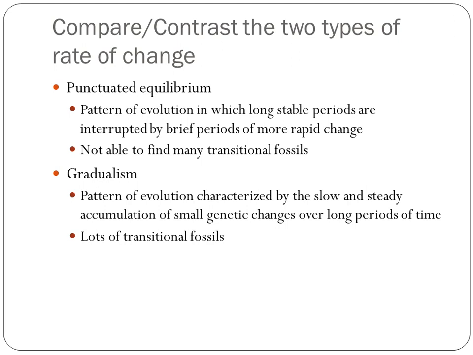We can also then look at gradualism, which is a pattern of evolution characterized by the slow and steady accumulation of small genetic changes over long periods of time. So in this case, we see lots and lots of transitional fossils because the change takes a long time to occur. And so there would be many species and also many generations of organisms during these changes.